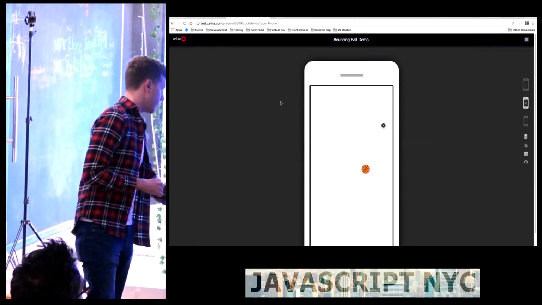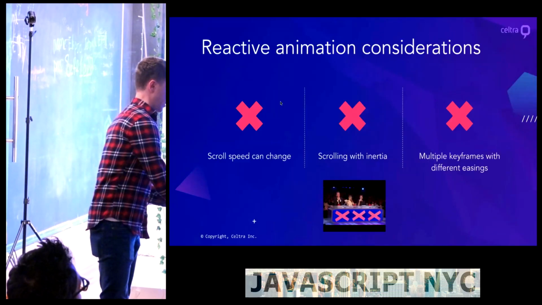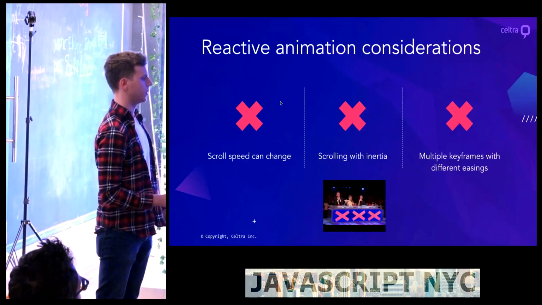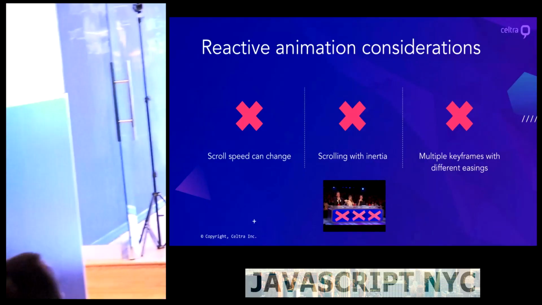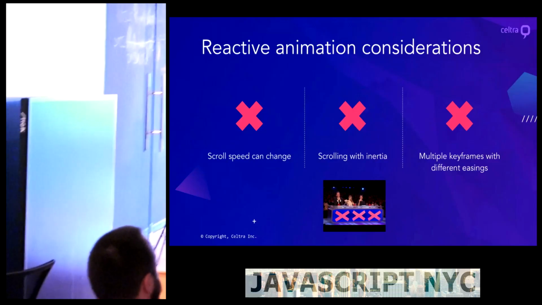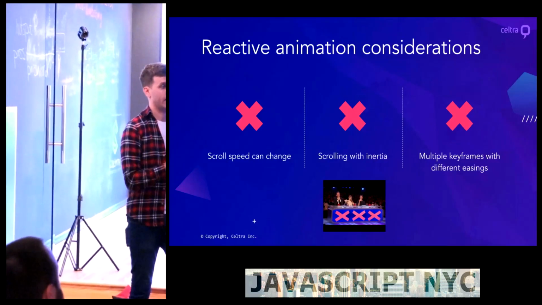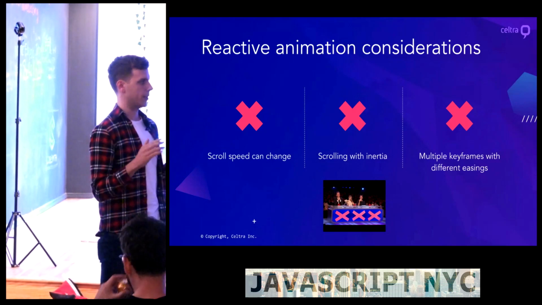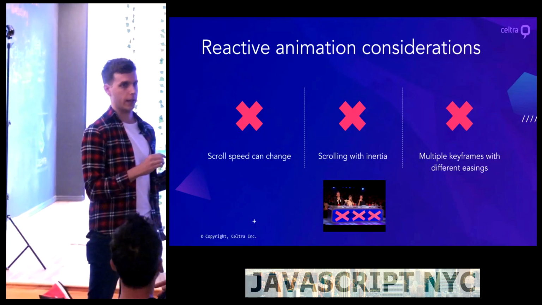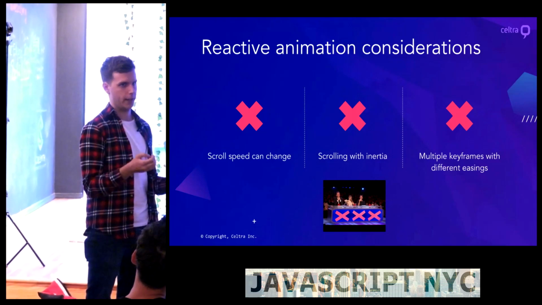Let's take a look at some of the issues connected to the reactive animation. So these are the animations connected to scrolling. So the first thing is that the scroll speed can change, right? So if a user suddenly starts to scroll faster, an animation has to be played faster, and vice versa.